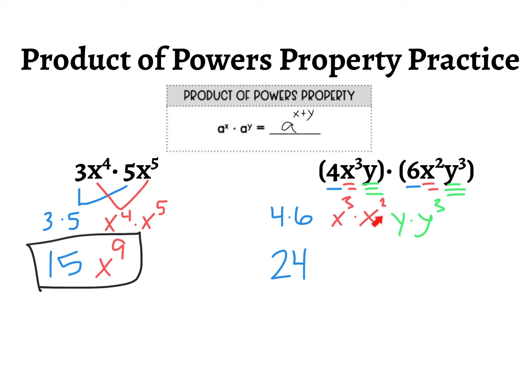And then I move over to the x's. Combining x to the third times x squared, how many x's do I have in total? I have x to the fifth. And then at the end, here I have the y values. Technically this y value has an imaginary 1 as an exponent because there's only one y there. So if we add the exponents, I have y to the fourth power.